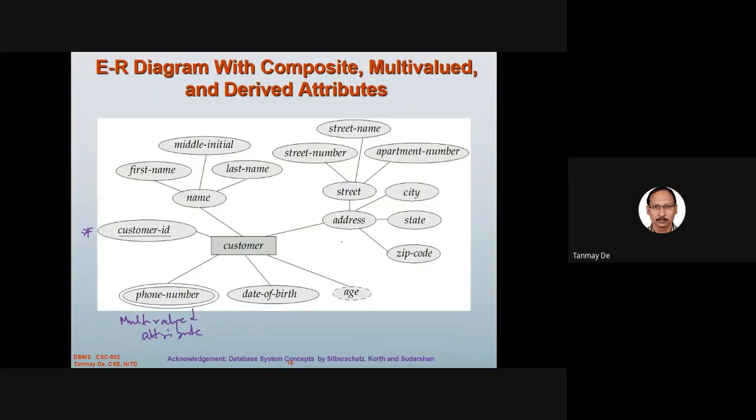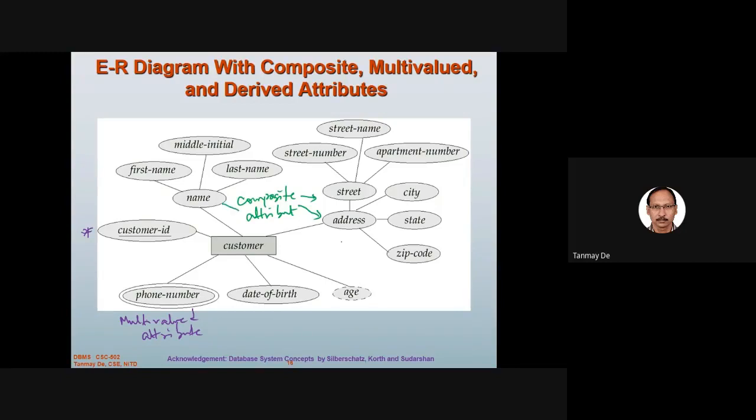That is, name is the composite attribute. This is a composite attribute. That is, this is the composite attribute. The address is the composite attribute. Name is the composite attribute.